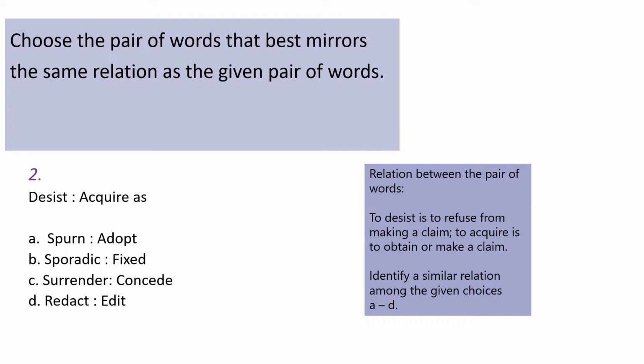We need to recognize that to desist is to refrain from making a claim, while to acquire is to obtain or make a claim on something. So a similar relation should be established for the right choice from among A to D.